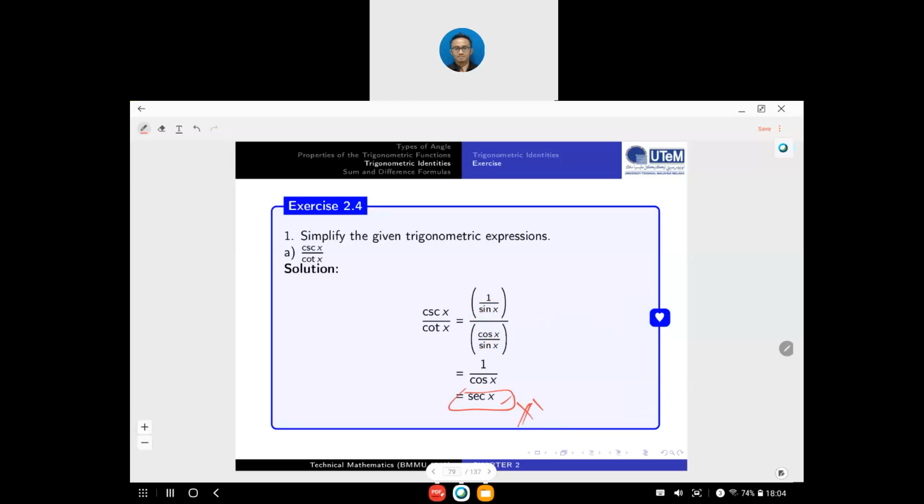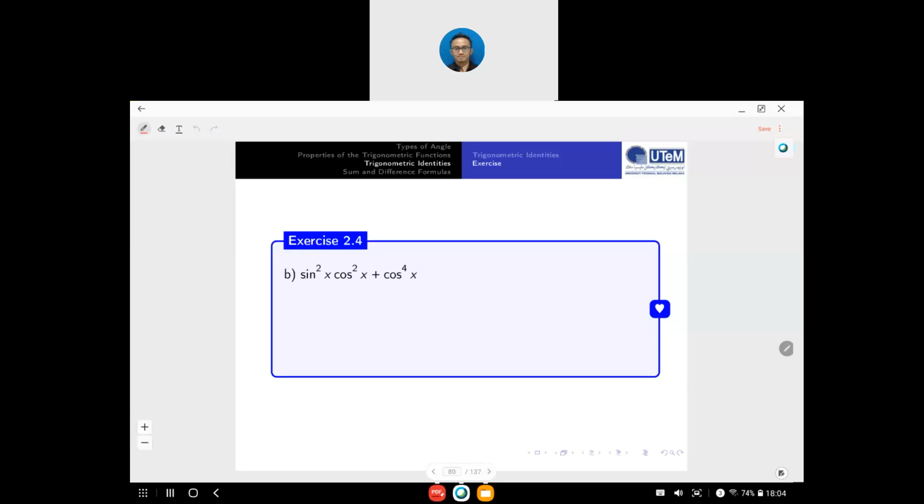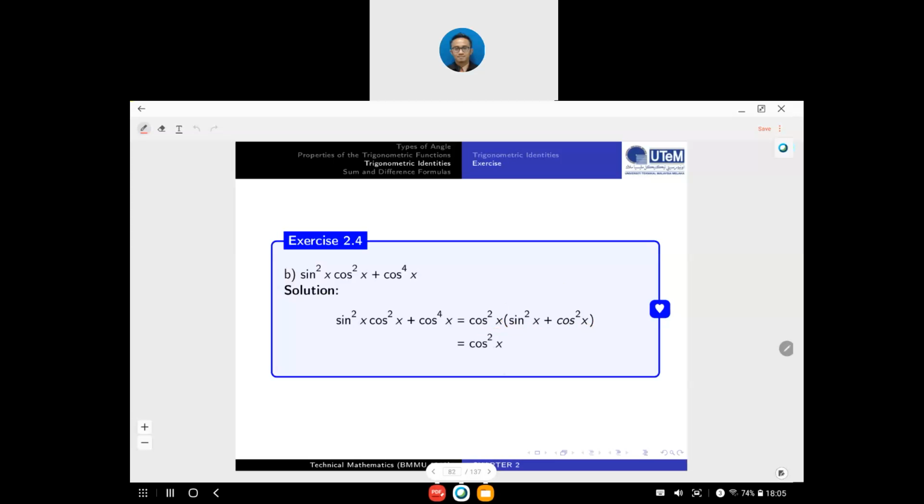Okay, next, B. So this one B is also the same thing. Sin square x cos square x plus cos 4x. So you see this one is plus. Here have cos, here have cos. Factorize cos, so it becomes cos square x times by sin square x plus cos square x. And then we know that this one equal to 1. So it becomes cos square x. So that's the answer. Cannot do anything more with that.